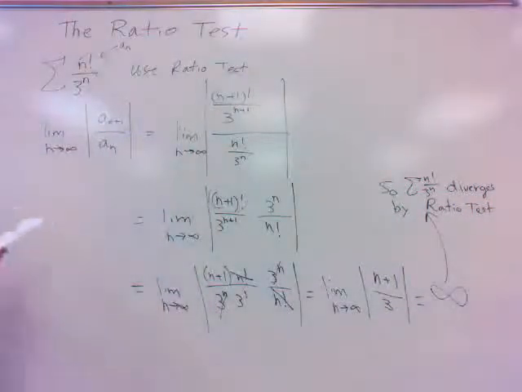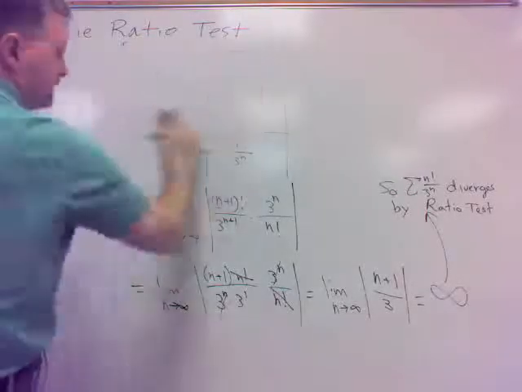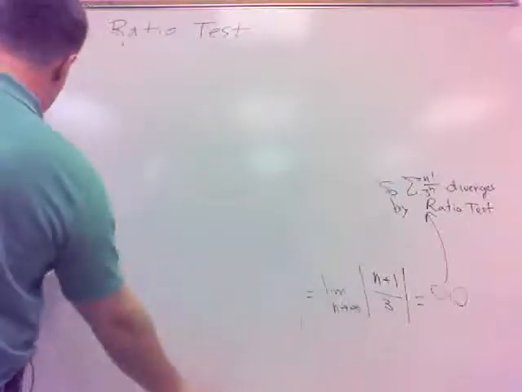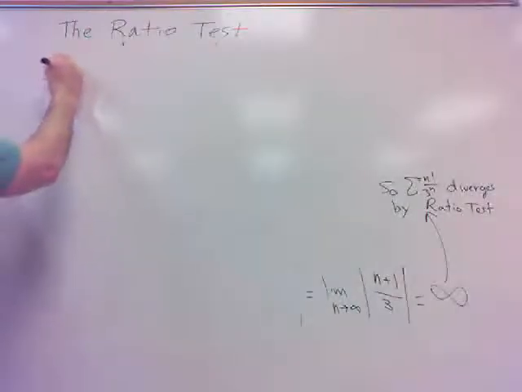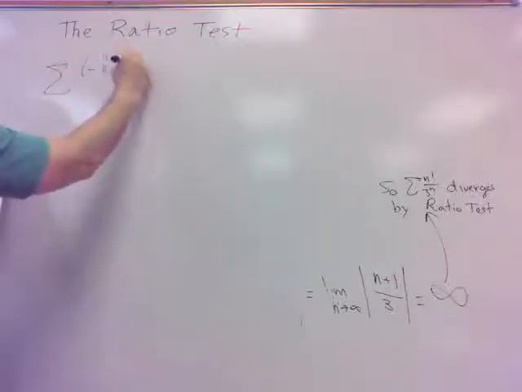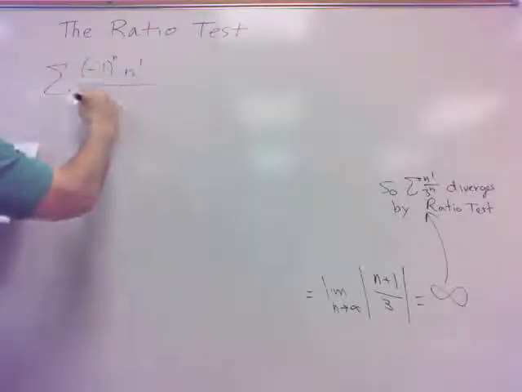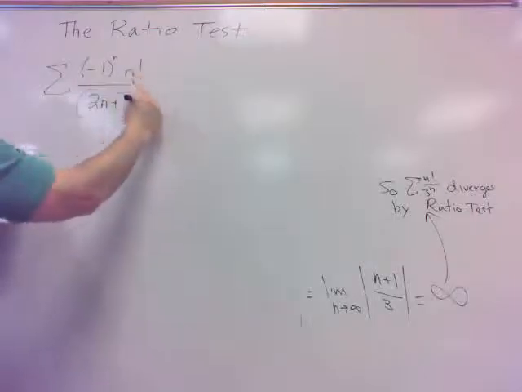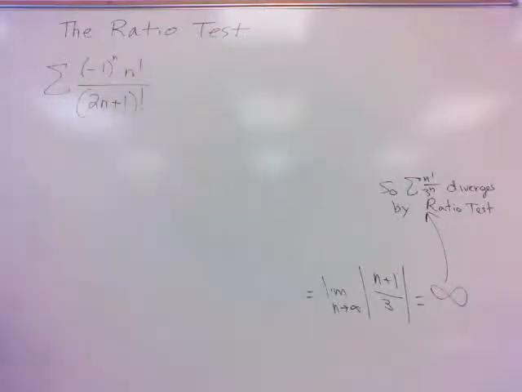All right? Not too bad. Let's try another one. How about the series negative 1 to the n factorial over (2n plus 1) factorial? Does that series converge or diverge? Again, there's our factorial. Matter of fact, we've got 2 factorials. What's going to happen here?